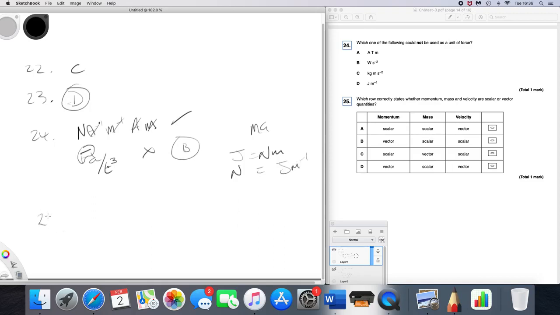And finally then, 25, which row correctly states whether momentum, mass and velocity are scalars or vectors? Vector, scalar, vector. D. So there it is. 25 multiple choice questions, some of which are quite challenging, some of which are not. A good mix, perhaps.